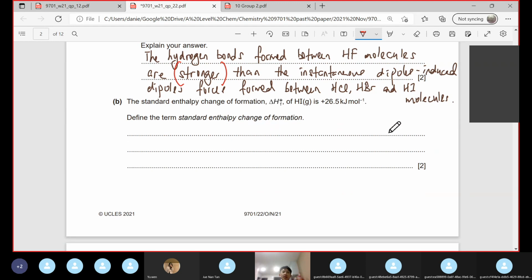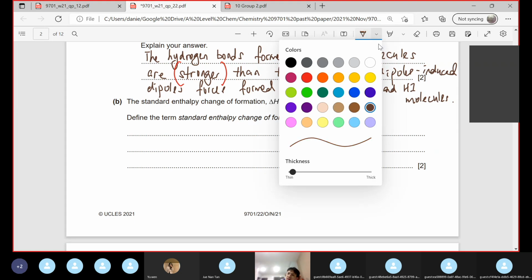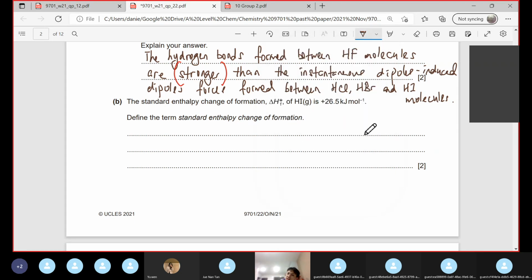Okay, then B. B is define questions. So over here, define the term standard enthalpy change of formation. So you need to define it. So formation, what is formation? Still remember, 1 mole of substance is formed from its element. So it must be 1 mole. Whatever the compound is, it must be 1 mole of the compound is formed. So you need to remember the definition of the standard enthalpy change of formation.